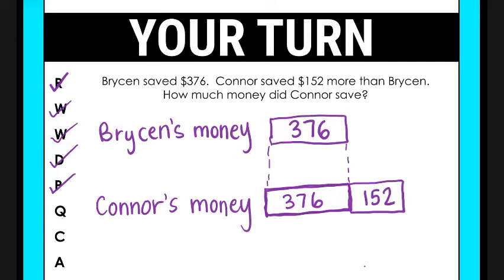And let's add in our question mark. How much money did Connor save? So I'm only wanting to know Connor's money. So I'm going to put my question mark linking these two parts of Connor's unit bar.